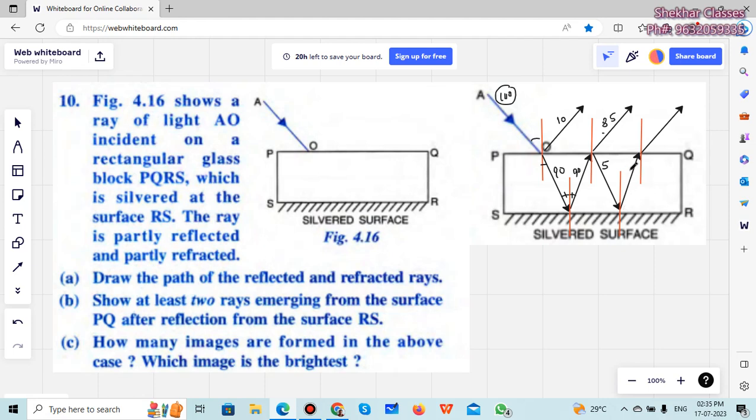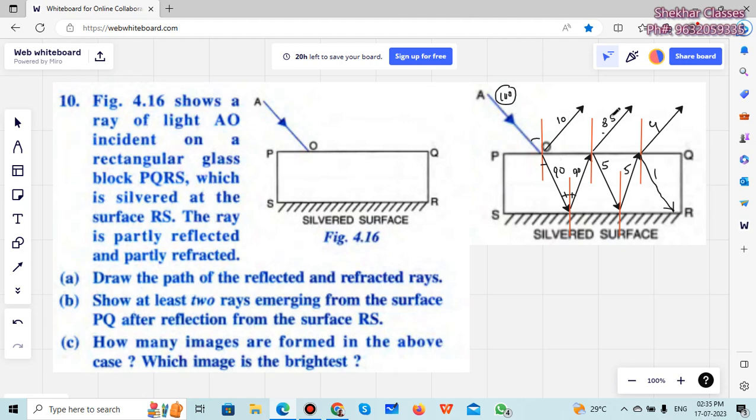This 5 will come here and reflect again, and out of this 5, say 4 will go there and the remaining 1 will come here. Out of 5, 4 has gone, 1 is there.